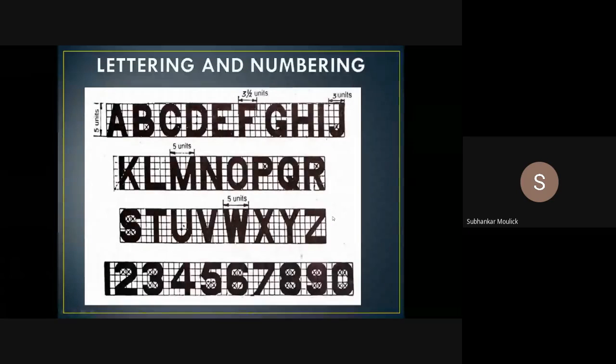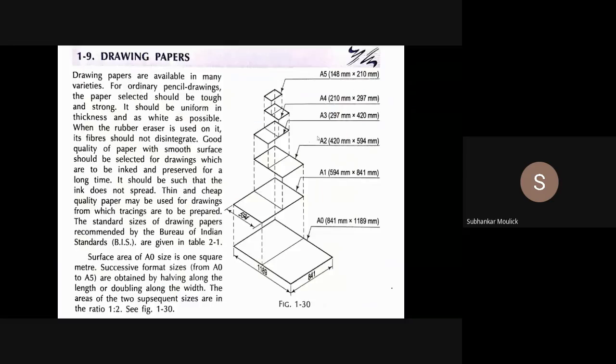Next is about lettering and numbering. Why do I require this lettering and numbering? Often in engineering drawing, we need to draw some engineering curves. We need to draw some engineering objects.